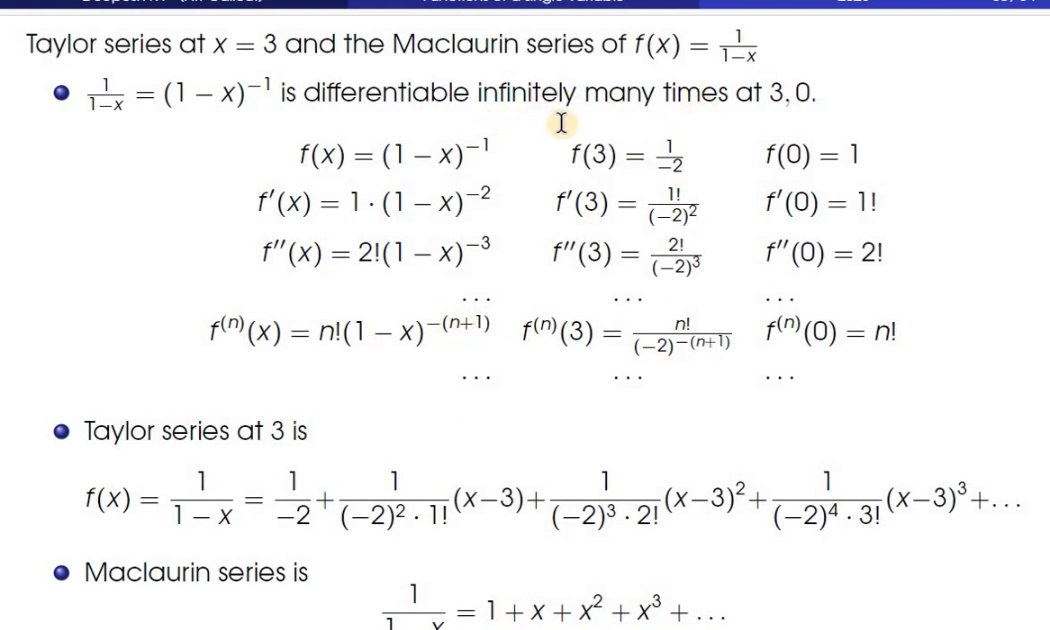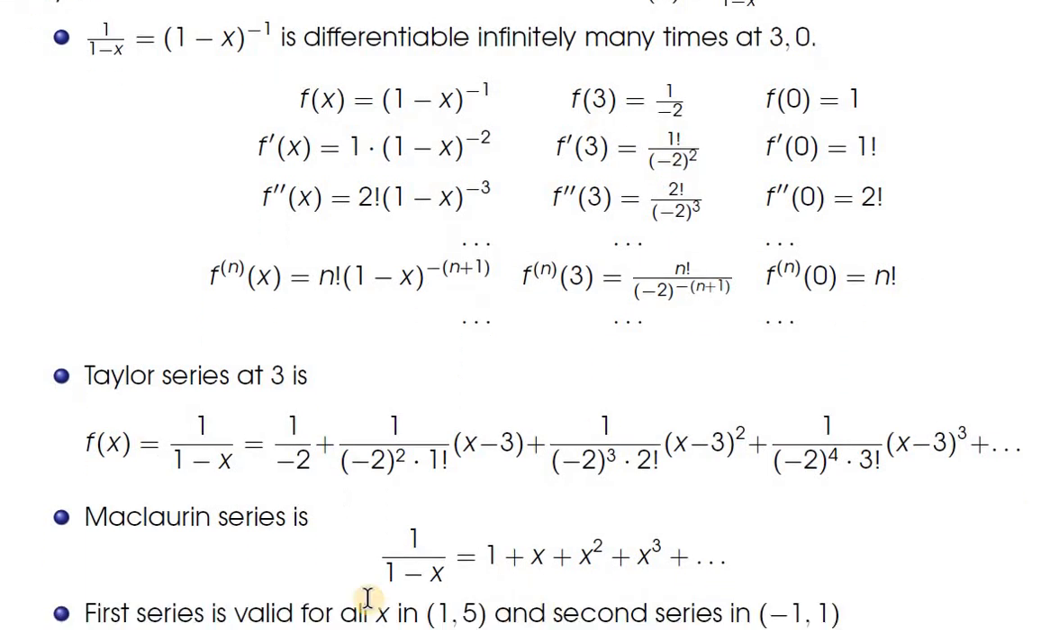Now evaluate the function values and its derivatives at the point 3 as well as 0, because you need the Maclaurin series as well as the Taylor series at x equal to 3. And the Maclaurin series is just 1 by 1 minus x is equal to 1 plus x square plus x cube plus etc., because the factorial notations will get cancelled. For example, f double dash 0 is 2 factorial, so f double dash 0 by 2 factorial will be 1.